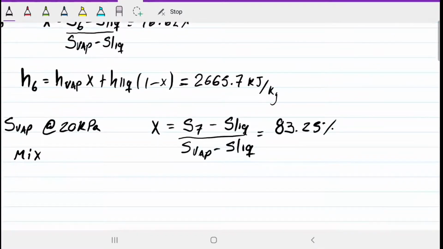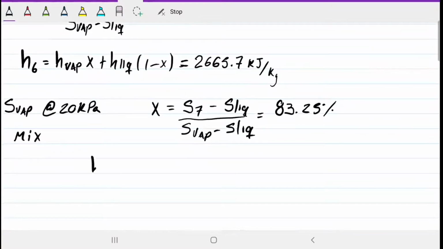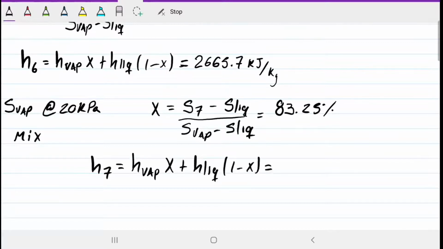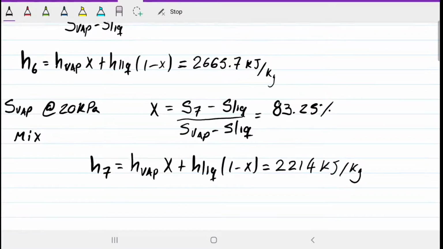Okay, so I can calculate my H7 like before. That will be H vapor times X plus H liquid times 1 minus X. And for this one I got 2214.22. Okay, so pretty much we defined the whole cycle. Let's zoom out and have a look at what we did.